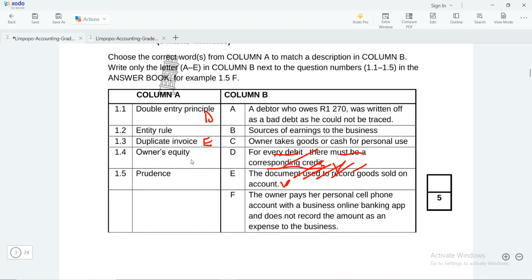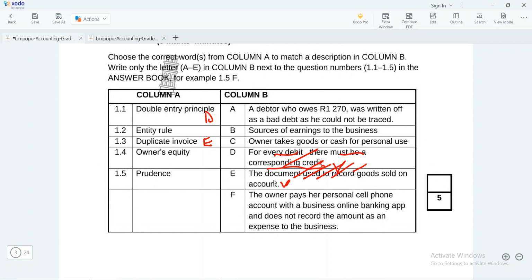Now we know that in terms of the owner's equity, we are talking about the net worth of the business. But if you look at this, it doesn't really give you an idea to say which one will be which one. So what you can do, you can just skip this and go to the one that you'll easily get.